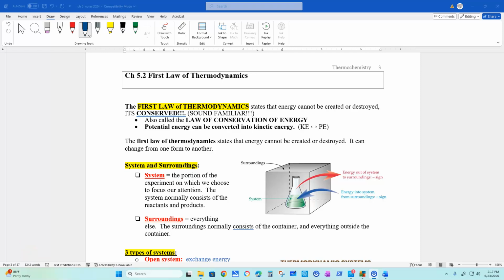Welcome back. 5.2, we're getting to the very first law of thermodynamics. You're going to learn the second and the third law when we get to part 2 of energy in chapter 19. Okay? This law is going to sound very familiar to you, and it really should sound familiar because you learned it in CP and honors.